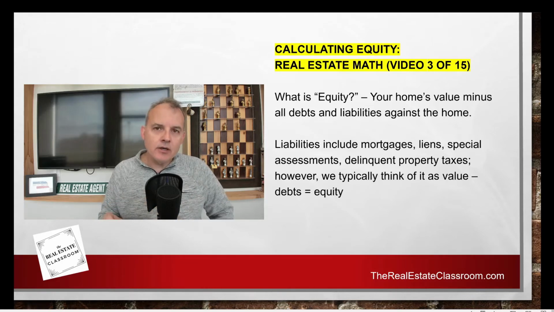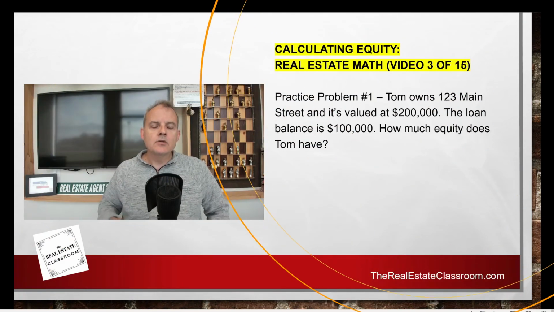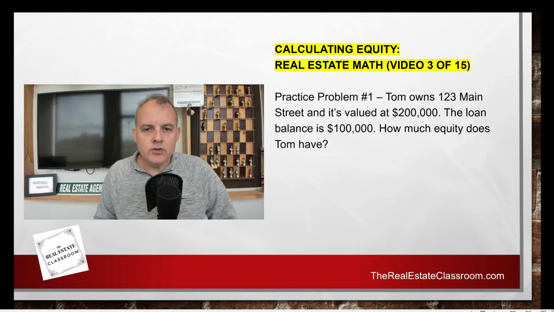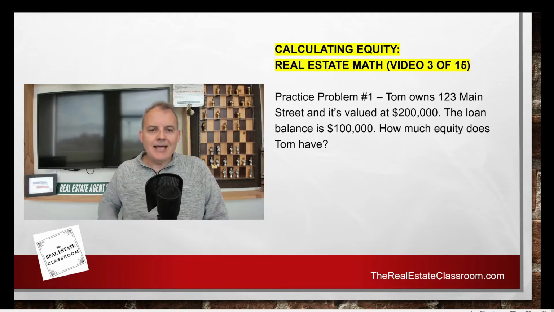There are a couple of calculations that I want to cover because they're the most probable type of real estate math question you're going to have on your real estate licensing exam. So let's take a look at the first one. Tom owns 123 Main Street and it's valued at $200,000. The principal loan balance against the property is $100,000. How much equity does Tom have in his home?